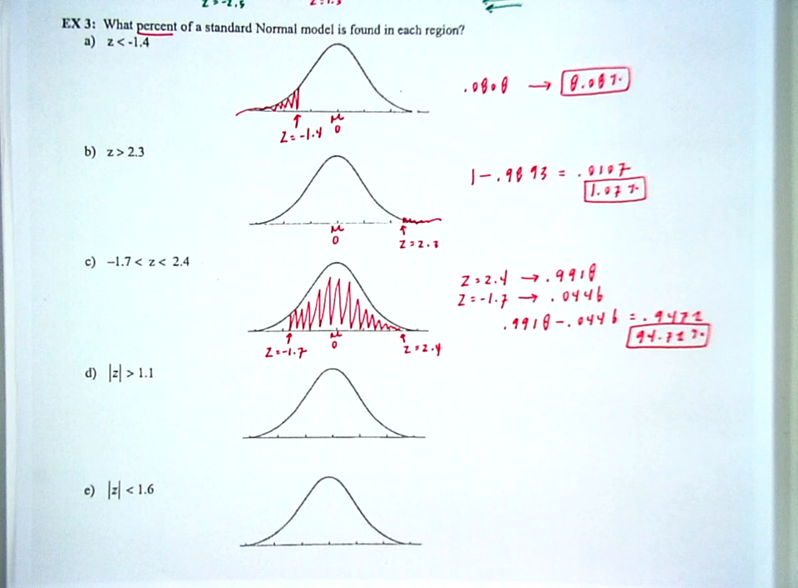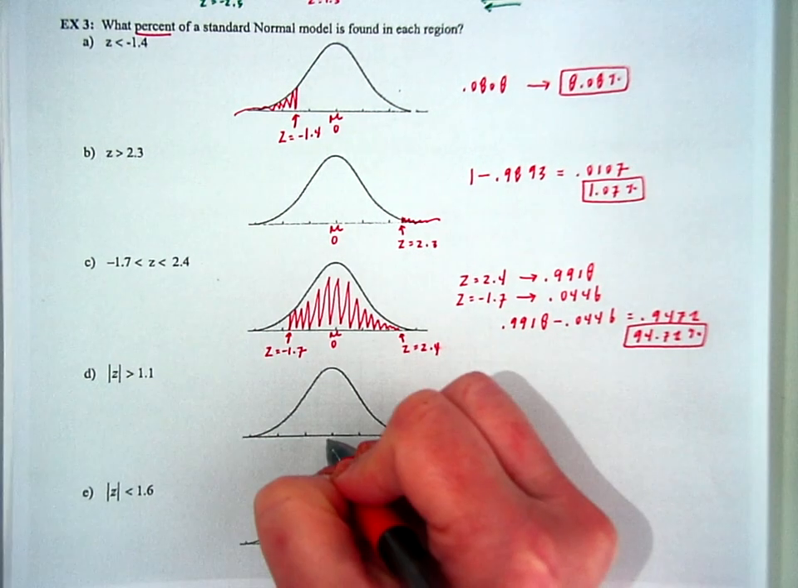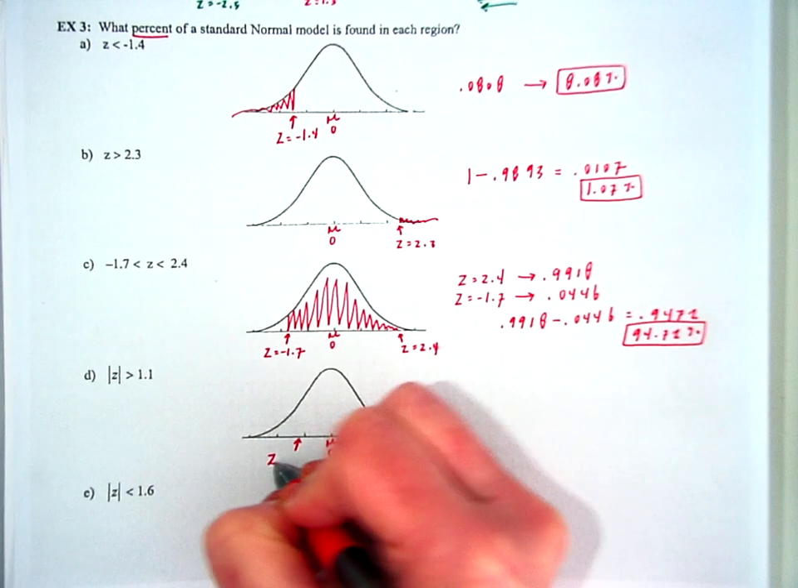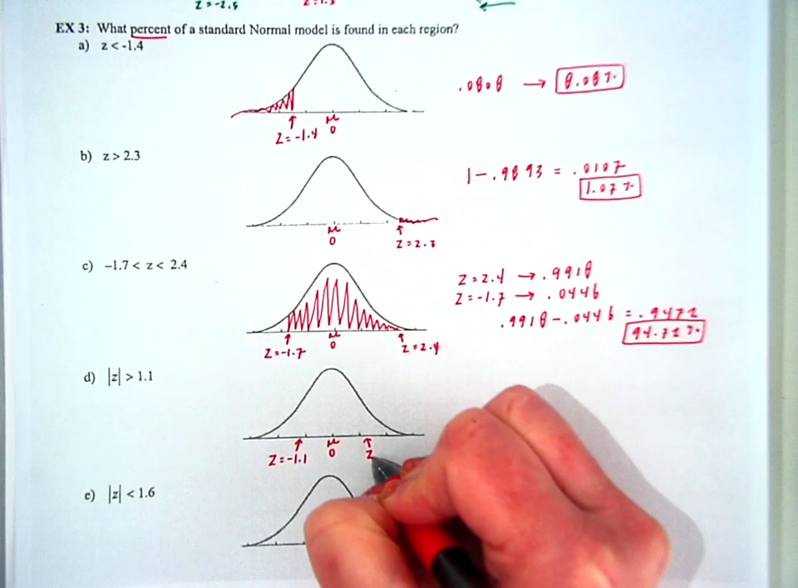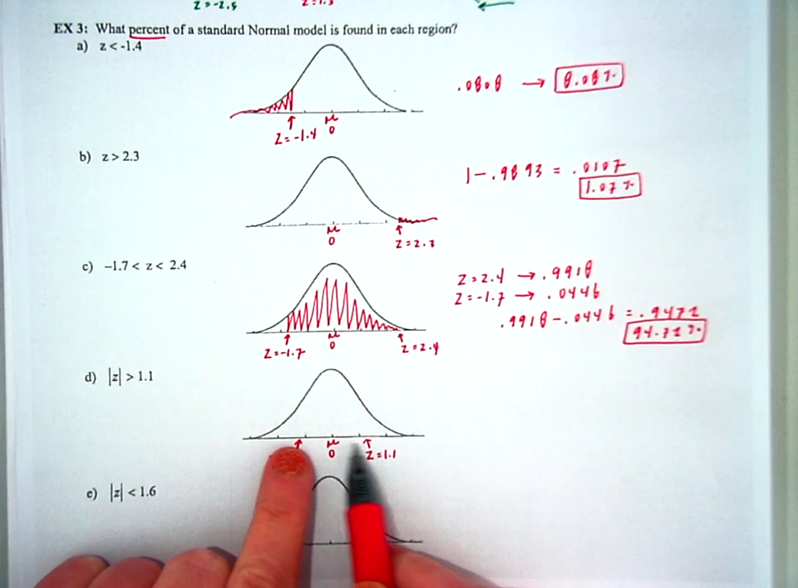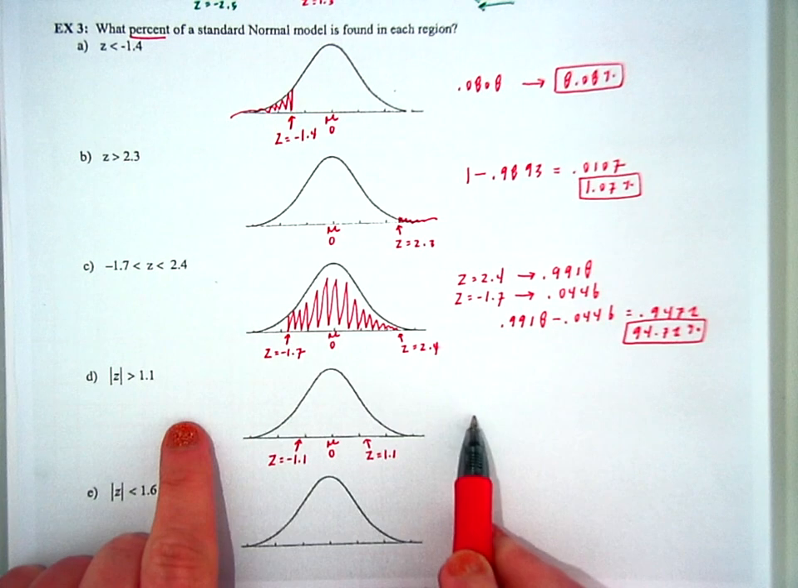Okay, next up here, absolute values. We're seeing absolute values show up. That's why we practiced it on the other side. So absolute value of z is greater than 1.1. So what that's saying is the distance from the mean, where the z-score is 0, has to be more than 1.1. So here's my mean, a z-score of 0. Here I'm at about the 1.1s. Here's the negative 1.1. Here is the positive 1.1. So the distance from the mean is greater than 1.1 away from the mean.